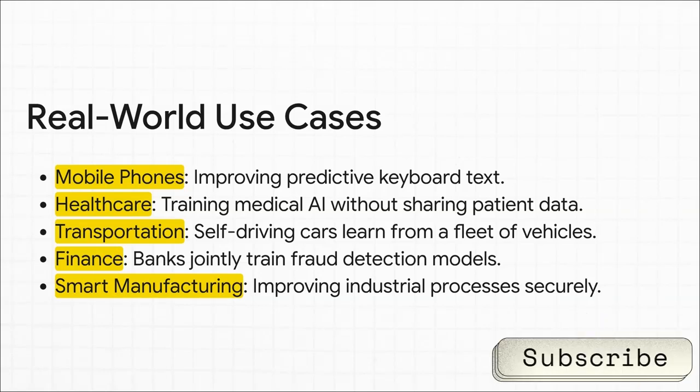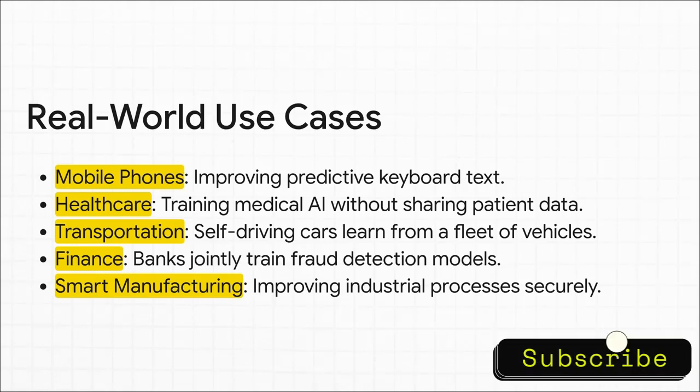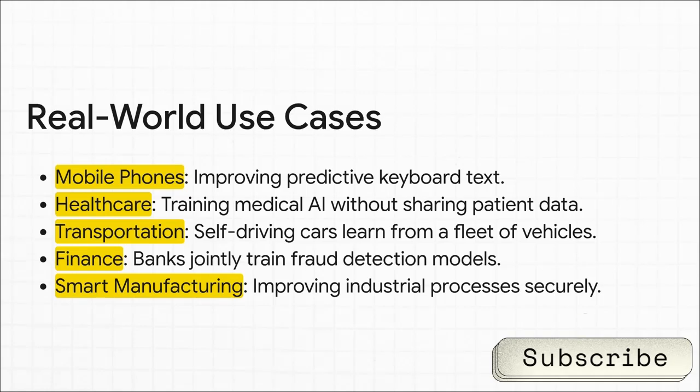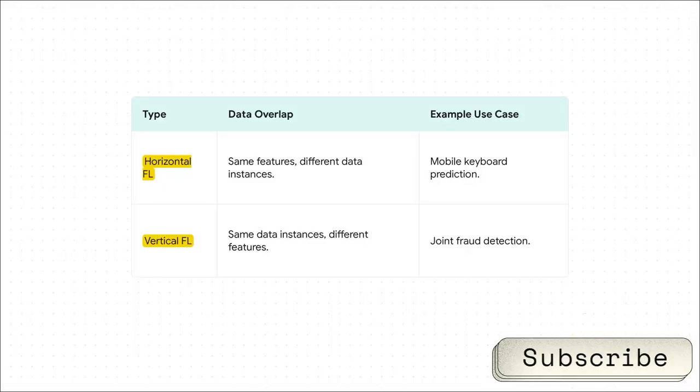Seriously. If you use the keyboard on your phone, like Google's Gboard, you've used federated learning. It's how it predicts the next word you're going to type, learning from millions of users without ever reading your private messages. Or think about healthcare. Hospitals can work together to train amazing diagnostic AIs on patient data without ever breaking patient privacy. Self-driving cars? Yep, the whole fleet can learn from each other's driving experiences to get safer. Even banks are using it to build better fraud detection models together, all while their customer data stays safely locked away.